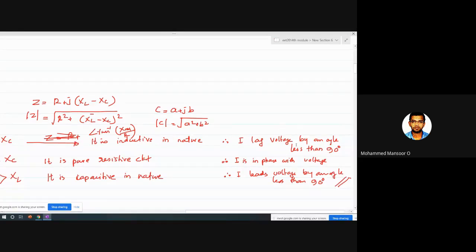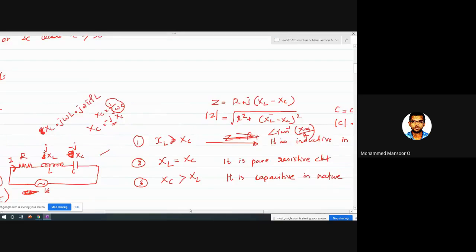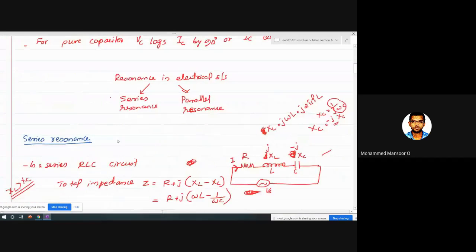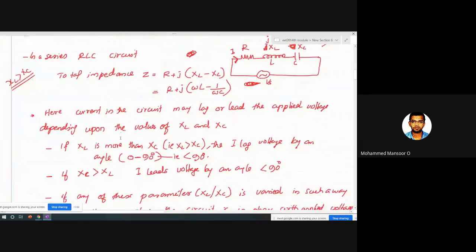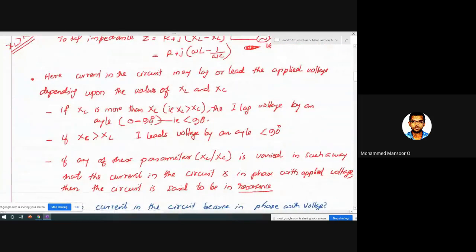Clear? Any doubt about what has been said so far? Any doubt so far? Here, current in the circuit may lag or lead the applied voltage depending on the values of XL and XC. If XL is more than XC, that is XL is greater than XC, current lags voltage by an angle between 0 and 90 degree, that is usually less than 90 degree. If XC is greater than XL, current leads voltage by an angle which is less than 90 degree.